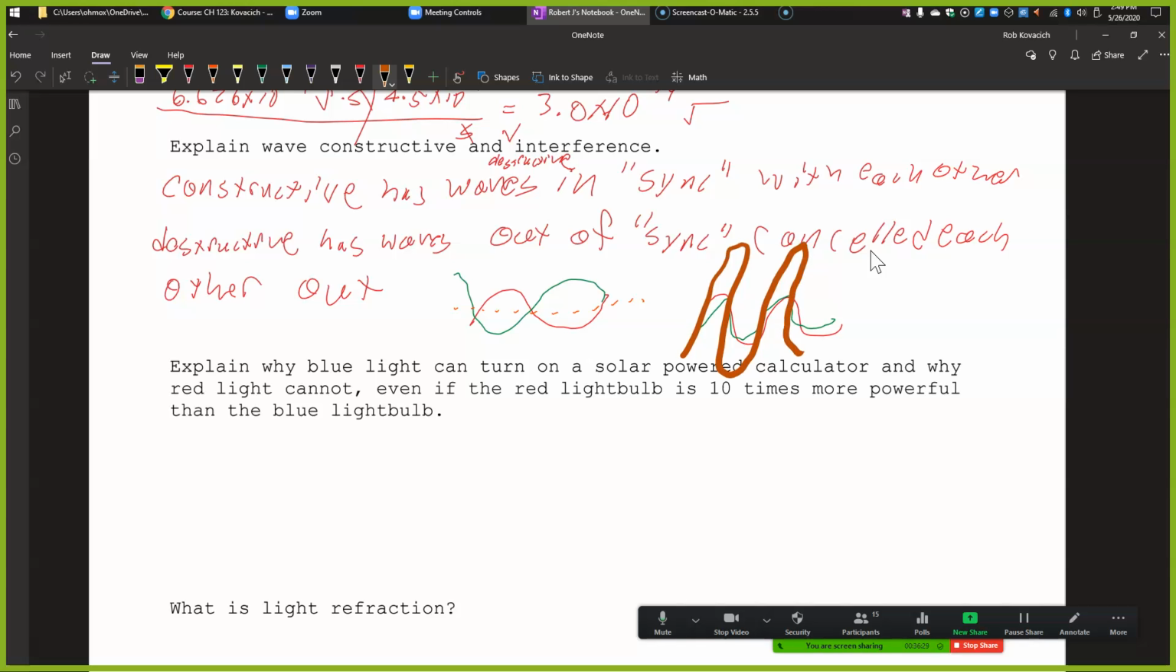But this isn't light waves, right? This is like sound and water waves. No, this is light. Remember, light is stupid. It does both.